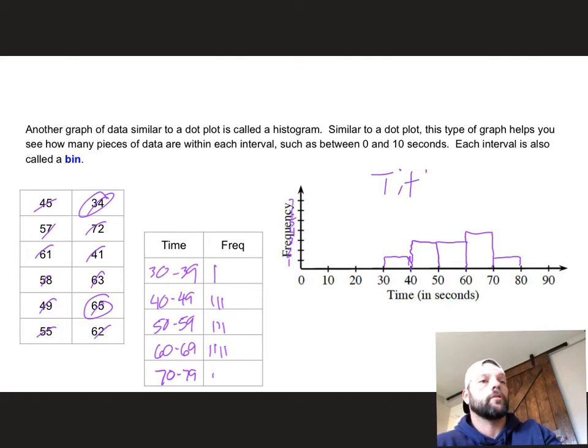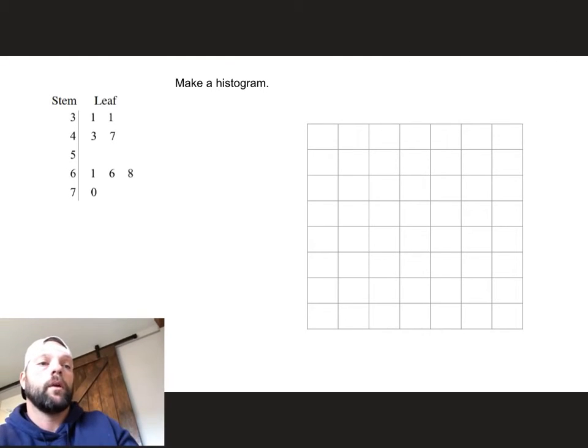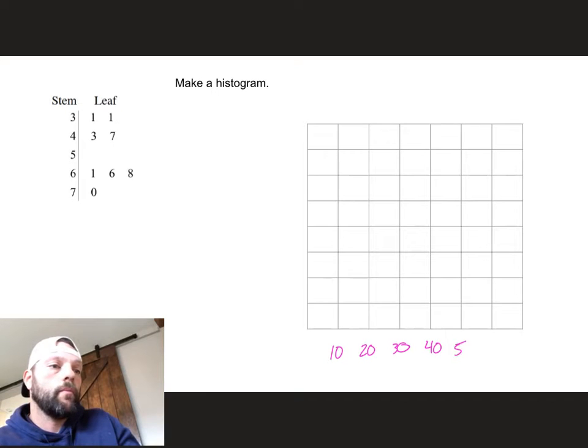And I would make sure to write a title with it, whatever the data represents. All right, now looking at our next example, you can see I have a stem and leaf plot that has been given to me, which makes making a histogram, I think, one of the easier things to do. Okay, so I'm just going to fill in my bottom here with these values because I'm going to have them connecting.